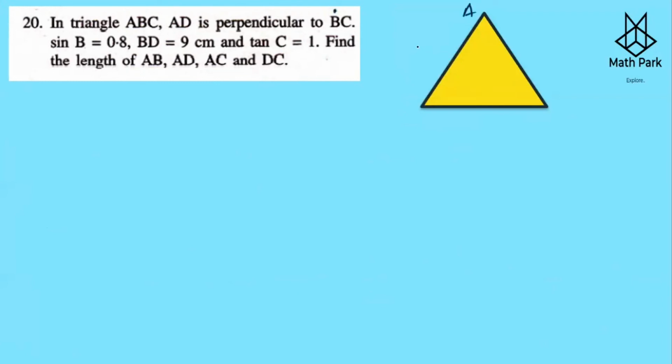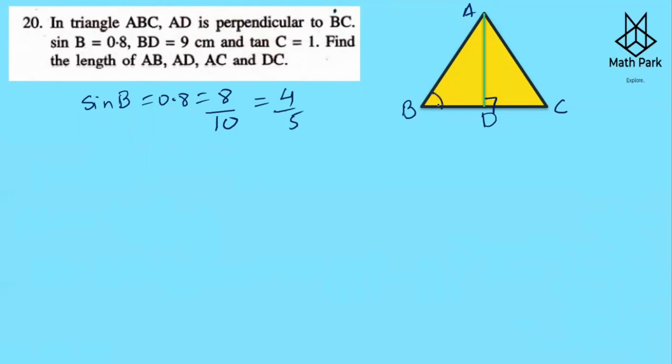The last question of today's video, in the triangle ABC, you have AD is perpendicular to BC. So you have triangle ABC where AD is perpendicular to BC. Then you are given sine B is 0.8. So sine B is equal to 0.8, which is 8 by 10, 4 by 5. So sine B is opposite upon hypotenuse. So this is 4x, this is 5x. Then this becomes 3x because 3 4 5 is a Pythagorean triplet.